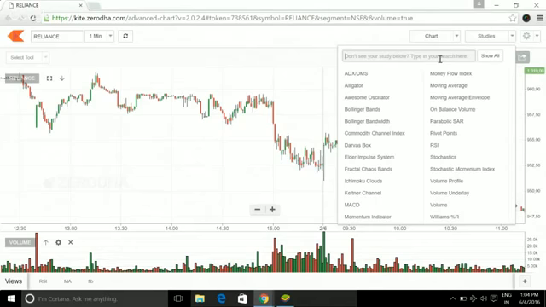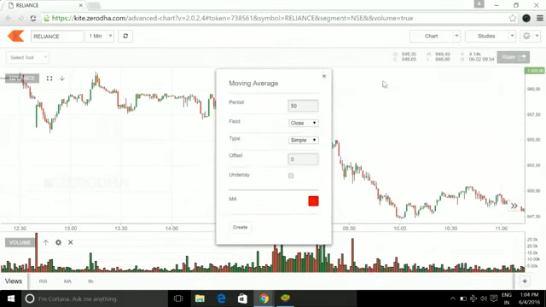Now I've seen some queries where people have asked how to add exponential moving average, simple moving average, etc. You can just search for moving average. When you click on moving average, there are all these different types of moving average here. So if you want exponential, you can just add exponential here.